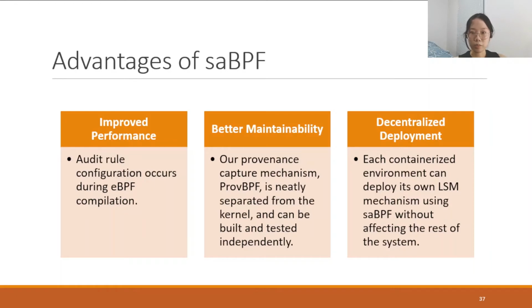To summarize, saBPF has improved performance because saBPF configures audit rules during eBPF compilation, so that overhead doesn't add into system execution. saBPF also has better maintainability because the mechanisms built upon saBPF are separated from the kernel, so they can be tested or built independently. And saBPF also supports decentralized deployment. This means that each container can deploy their own LSM mechanisms and audit policies without affecting the rest of the system.